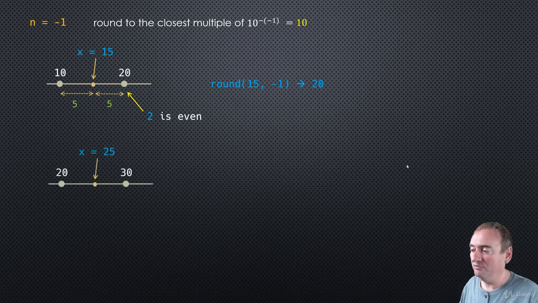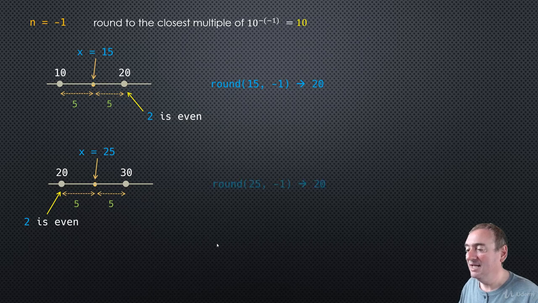On the other hand, if we do 25, which sits between 20 and 30, the distance is also 5. It's equidistant, and we have a tie. The least significant digit 2 in the 20 is even. The 3 in here is odd. So we pick the even one. We'll always have one even, one odd. So we do that, and therefore we'll return 20 as well.